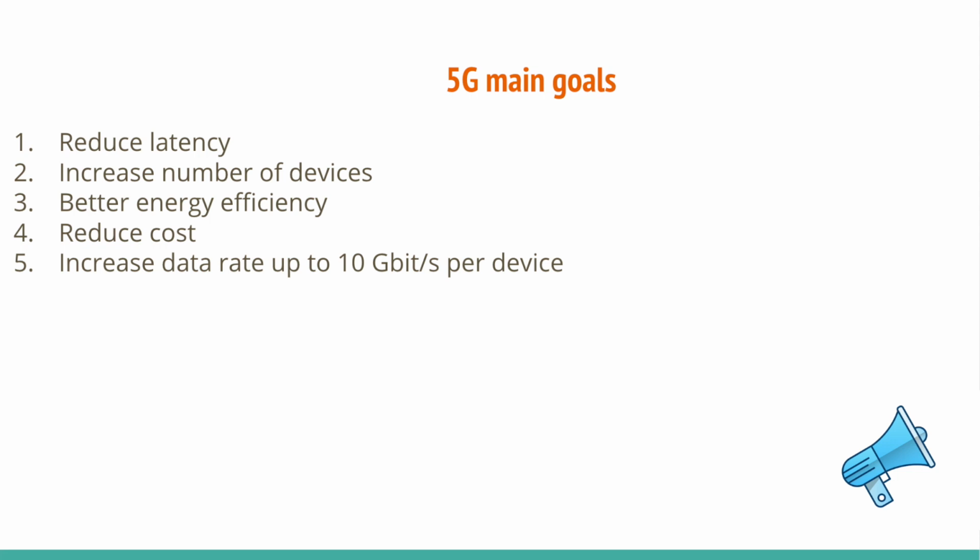Therefore, the following are the most important elements in a description of 5G: reduced latency, increased number of devices, better energy efficiency, reduced costs, and an increase of data rate up to 10 gigabits per second per device. Through this, 5G will have a higher throughput, low latency, high reliability, increased scalability, and energy efficient mobile communication technology.